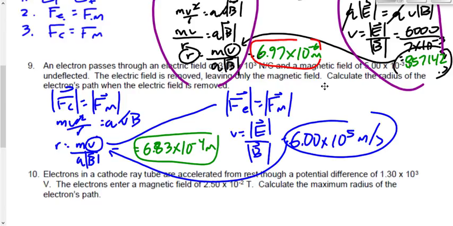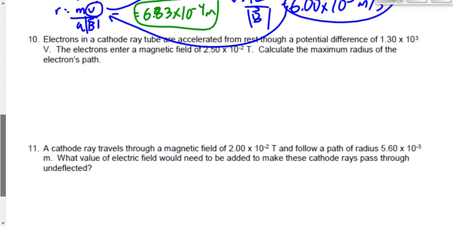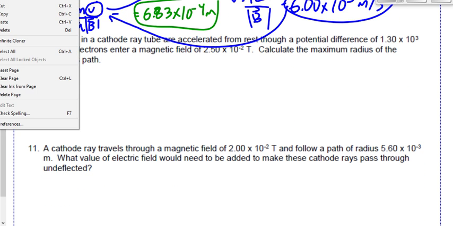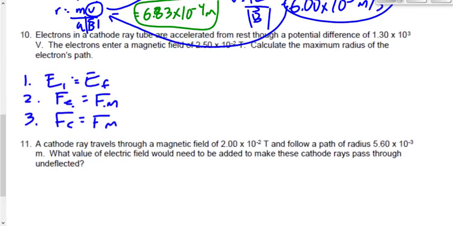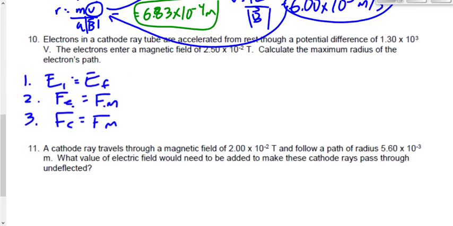And finally, question number 10. Number 10 says, electrons in a cathode ray tube are accelerated from rest through a potential difference of 1300 volts. They enter a magnetic field of this. What's the maximum radius of the electron's path? Which section or sections of the cathode ray tube are we dealing with in this question?